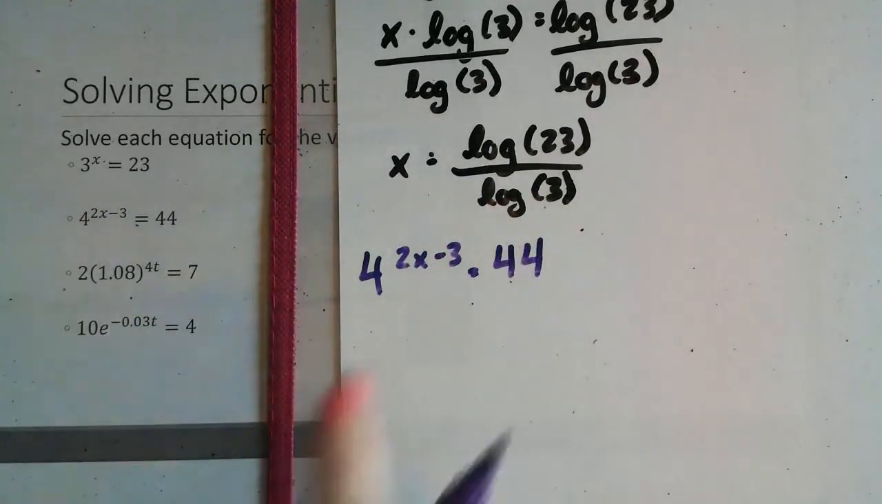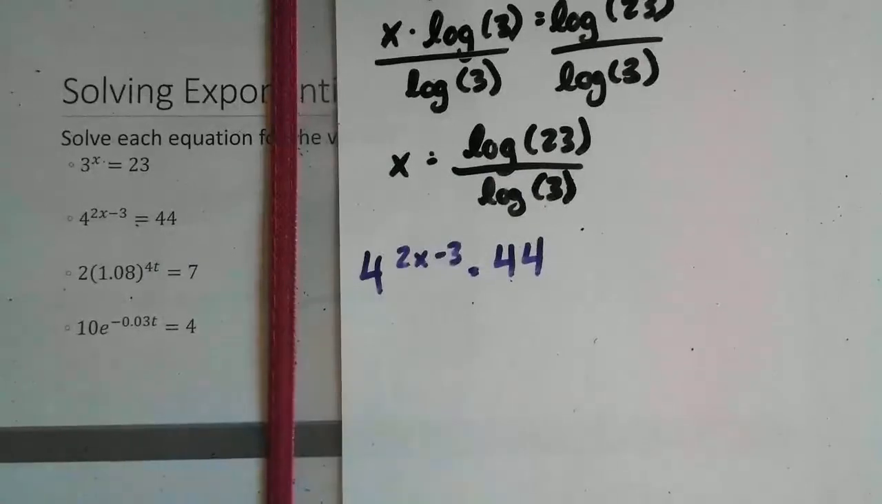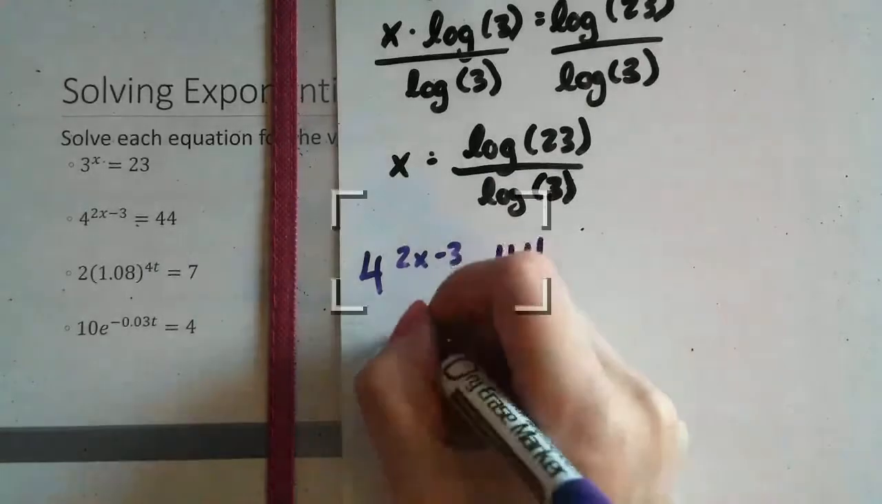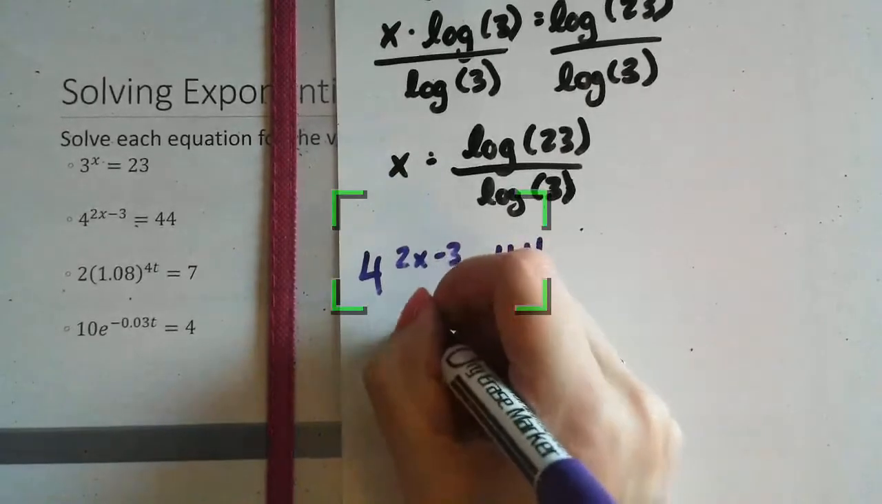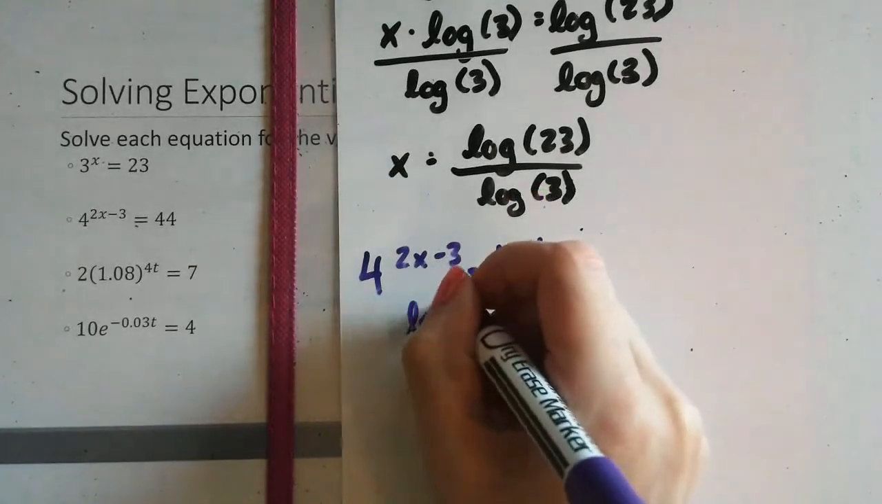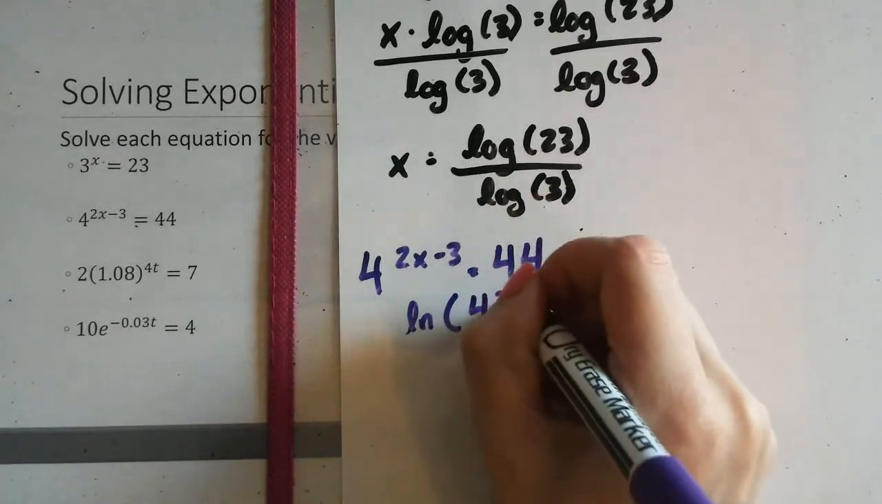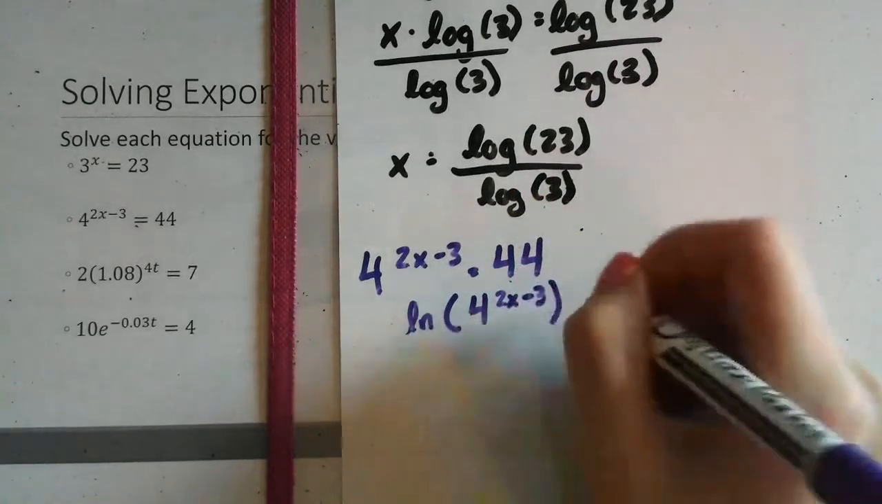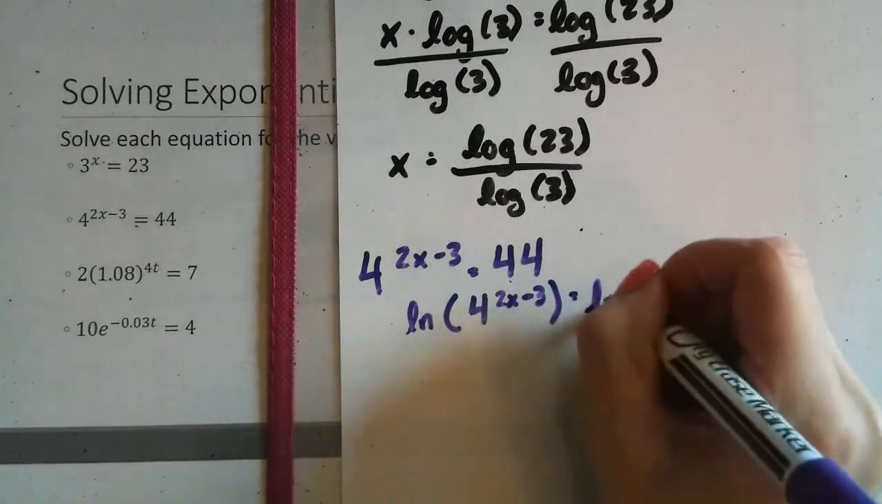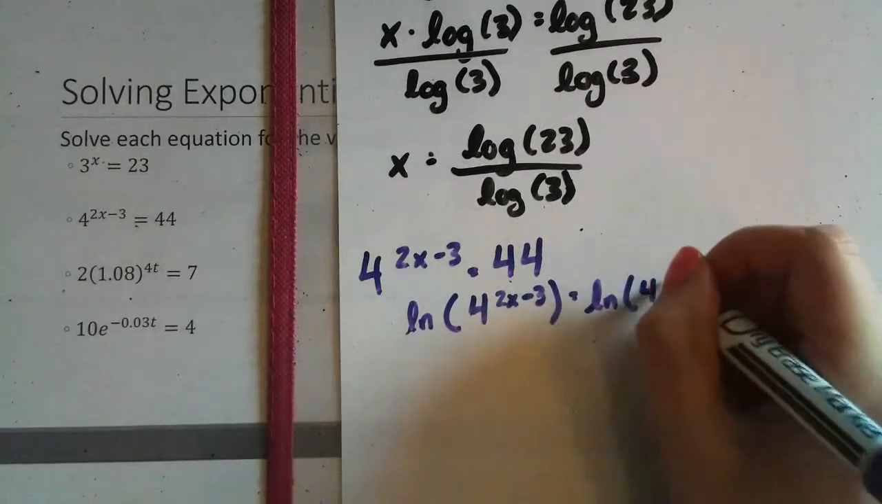First step is to get the exponential by itself, which it is. It's just 4 raised to a power on the one side. So now we take the logarithm of both sides. This time I'll use natural log just to show that we can do it either way. So we'll have the natural log of 4 raised to the 2x minus 3 power is equal to the natural log of 44.